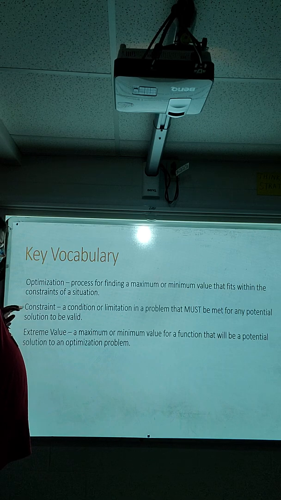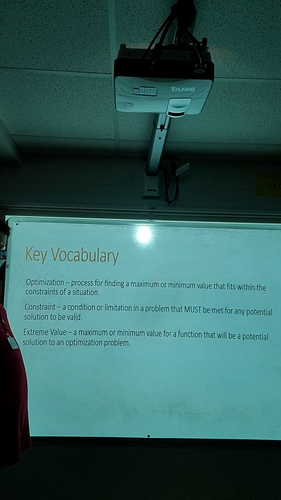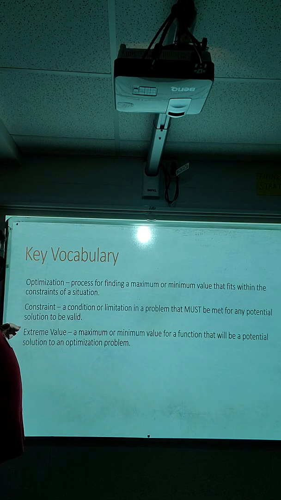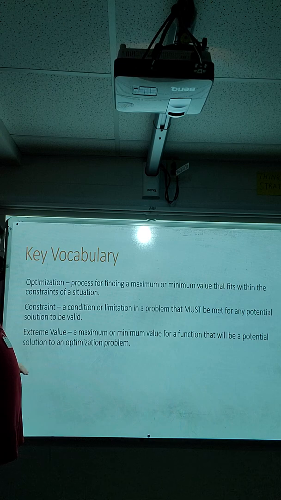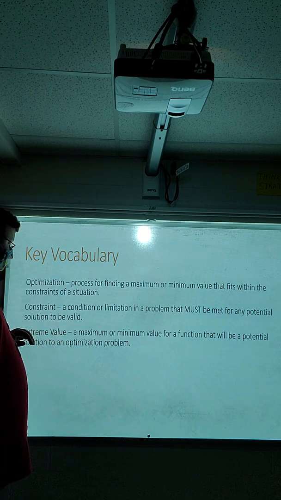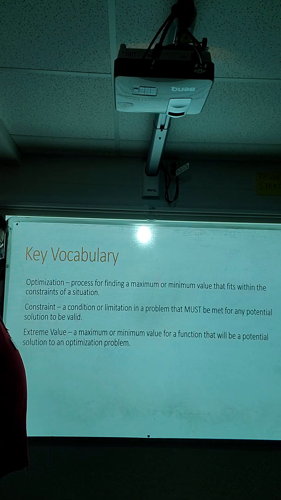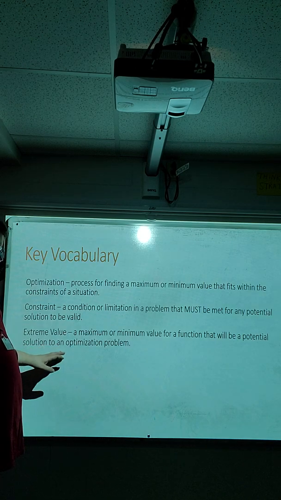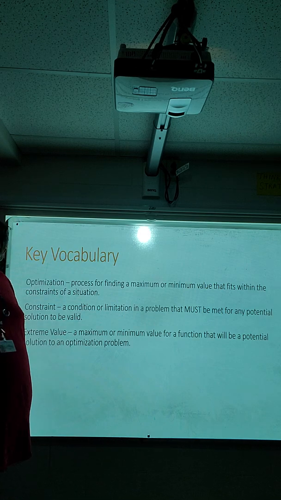A constraint is a condition or limitation in a problem that must be met for any potential solution to be valid. An extreme value, which we've already had this vocabulary term before, but just to reiterate it, is a maximum or minimum value for a function that will be a potential solution to an optimization problem, in this context.